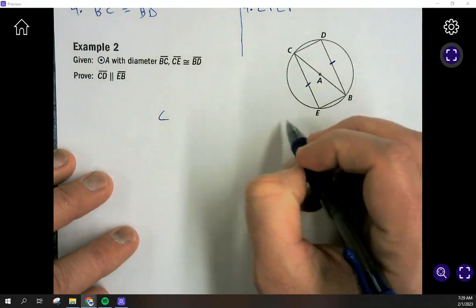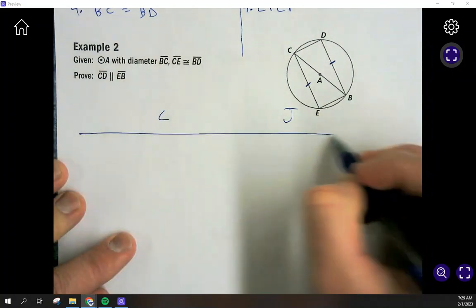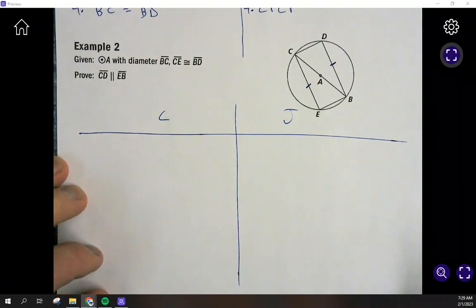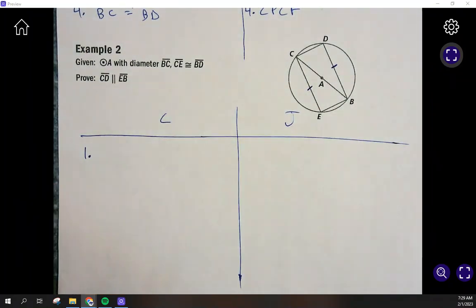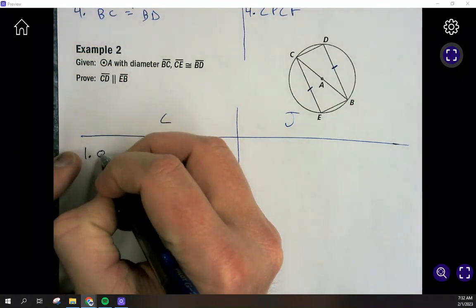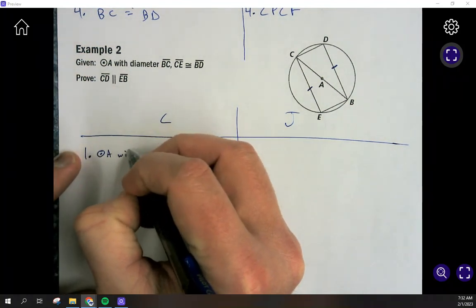So here we've got conclusions and justifications. And we'll put our given up here. So we're going to put all of this in here with the given.